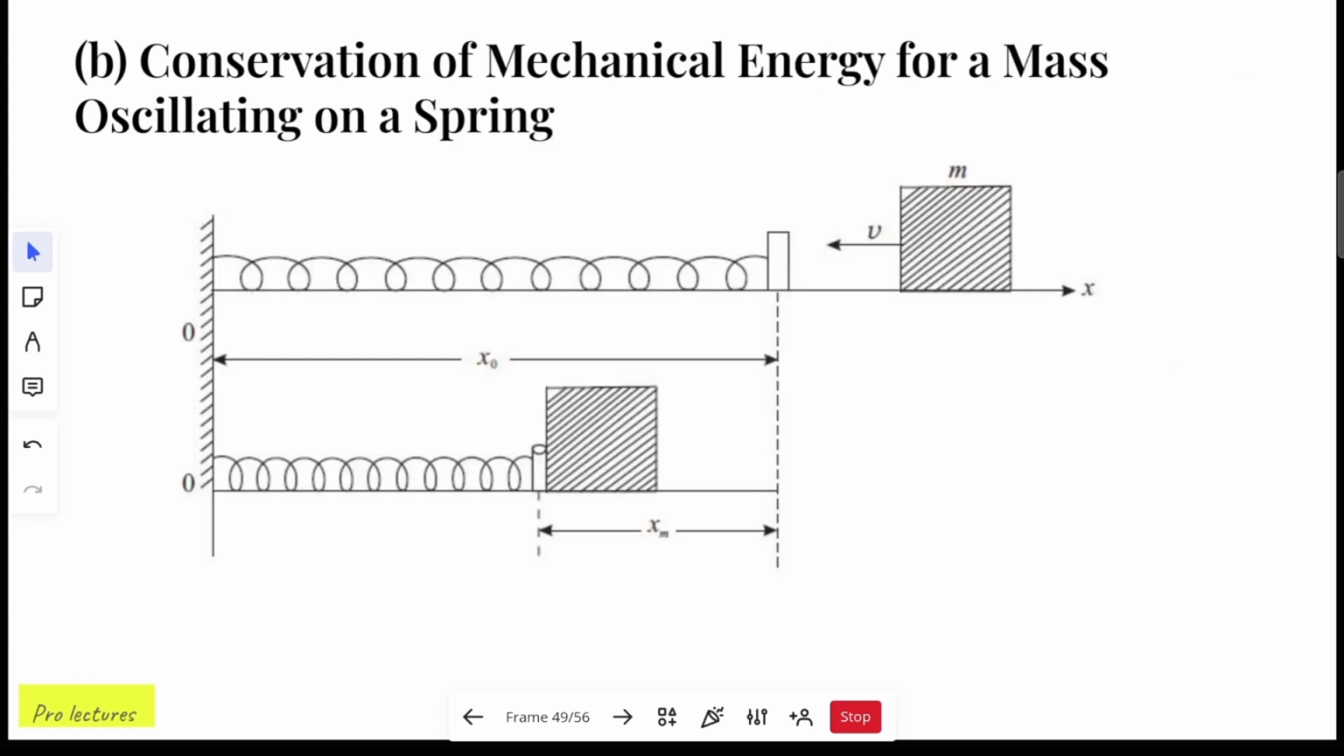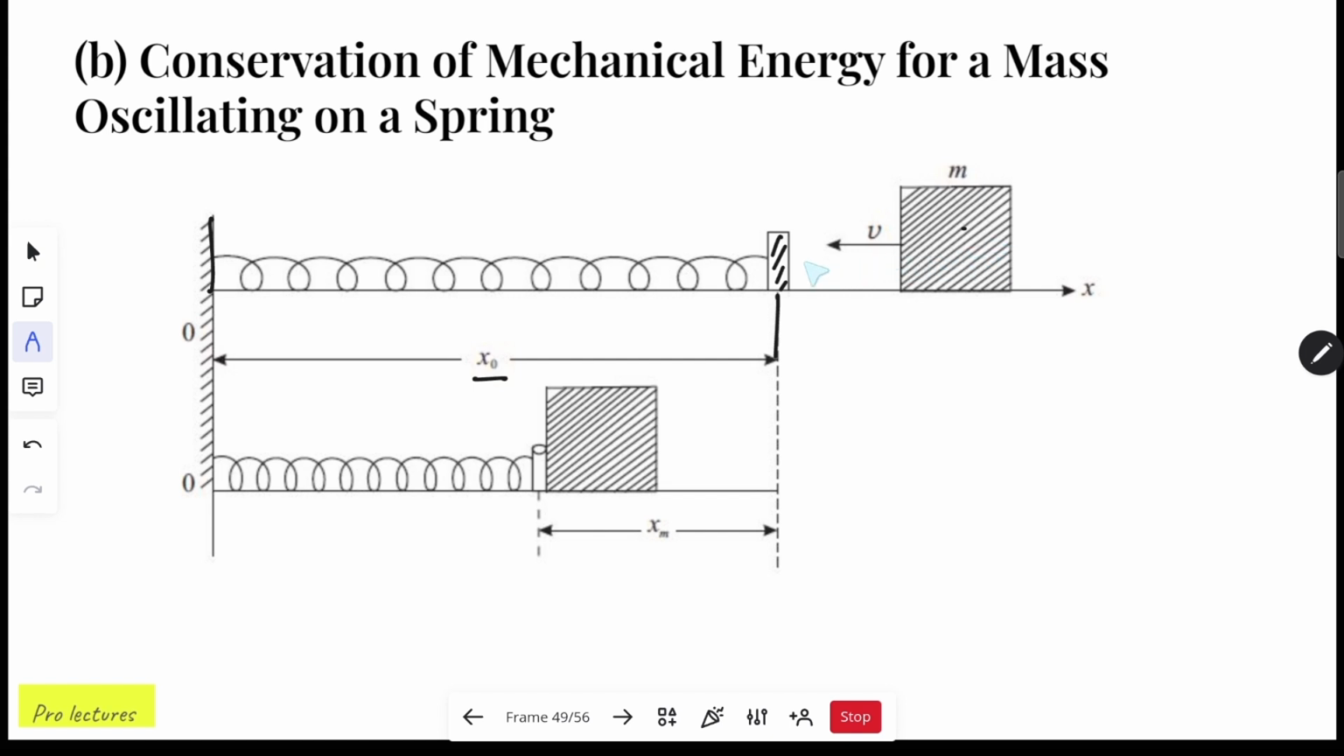Let us see another example. Conservation of mechanical energy for a mass oscillating on a spring. In the figure, you can see a spring whose one end is connected to a rigid wall and another end is connected to a wooden block. This is a wooden block lying on a smooth horizontal surface. This point x0 is at a distance from the wall. Consider another block of mass m moving at a speed v along this line.